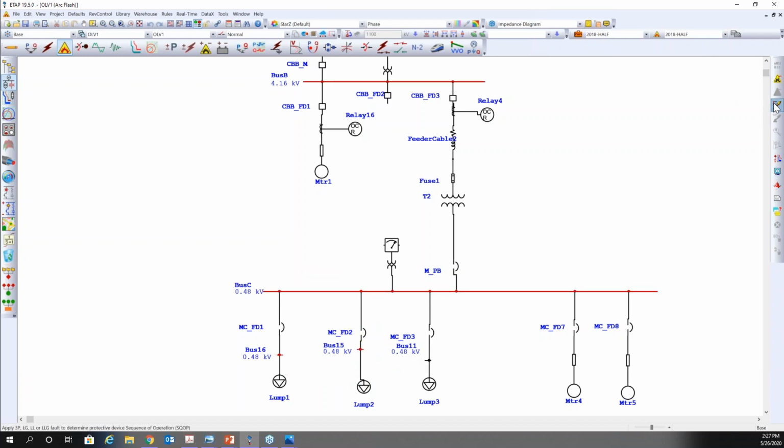And by comparison, feeder number 3 has no protection, so we're going to be relying on the instantaneous of the main breaker to clear that fault. But we've lost everything. We've lost the entire load because we had an arc flash in the load side of the compartment of feeder number 3.